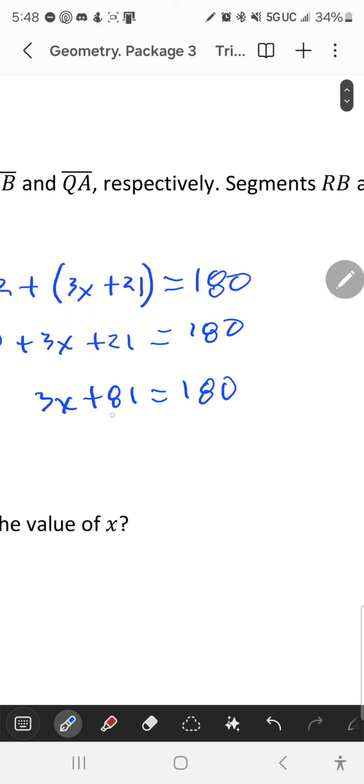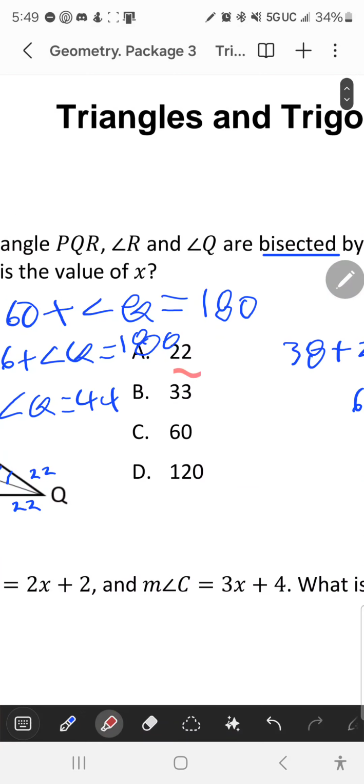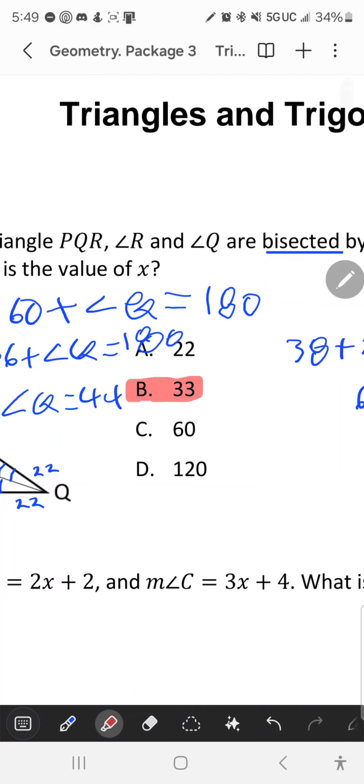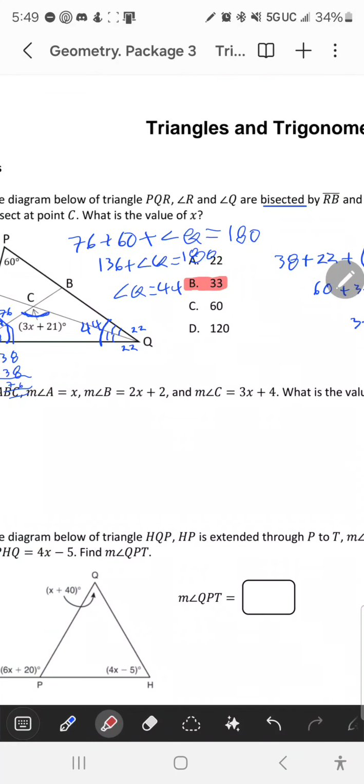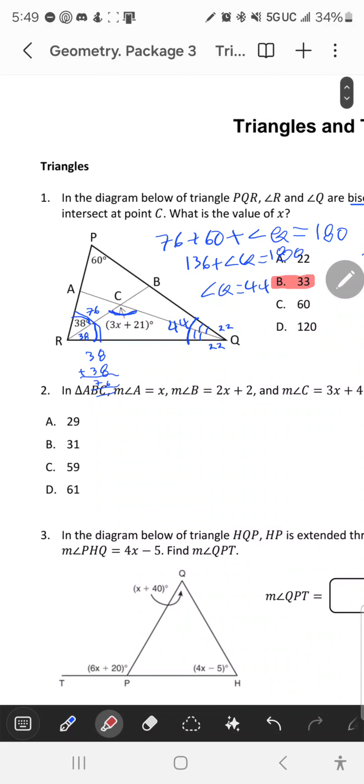Now we subtract 81 from both sides, so we get that 3x equals 99. So 180 minus 81. And now we divide both sides by 3 and we get that x is equal to 33. That's the value of x, 33. I know it might seem complicated, but just do it step by step and realize that what you're looking for is this and you need this angle, and then start to think what you can do to get the value of that angle. So let's see the second one.